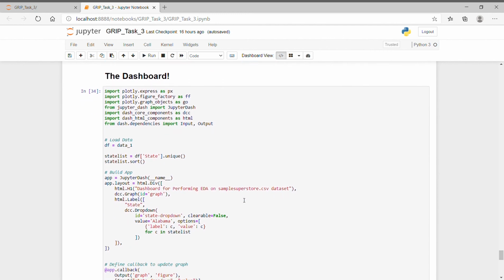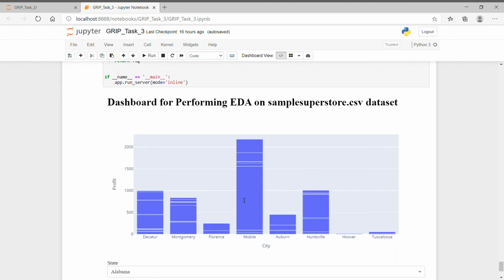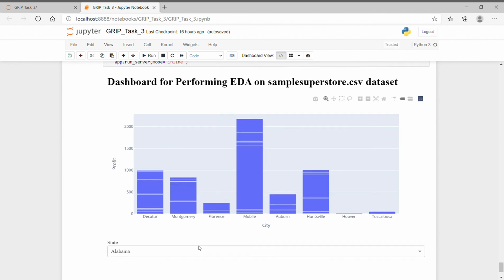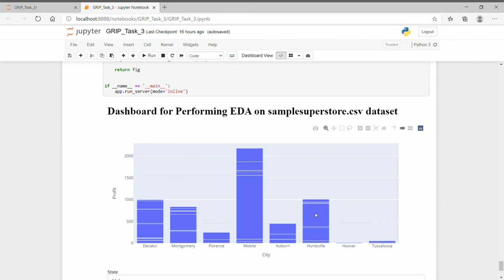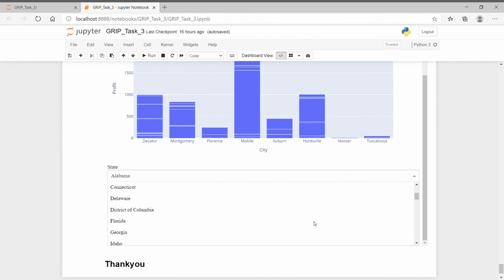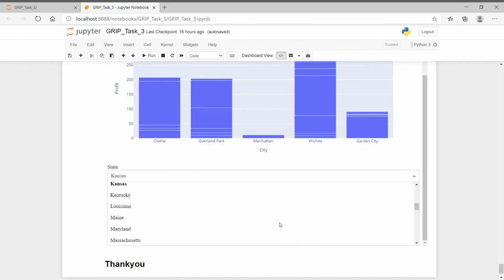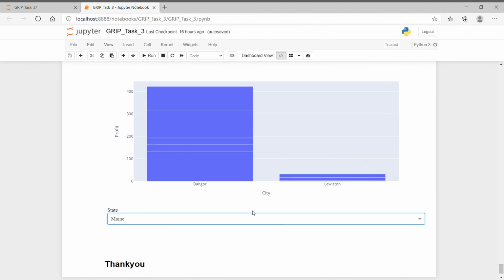Here we have made a dashboard so that we can easily track the profit as per location. Here we have applied a drop-down box for states. Let's check for Kansas. Here is our plot for Kansas, and let's check for Maine. Here is the plot for Maine.